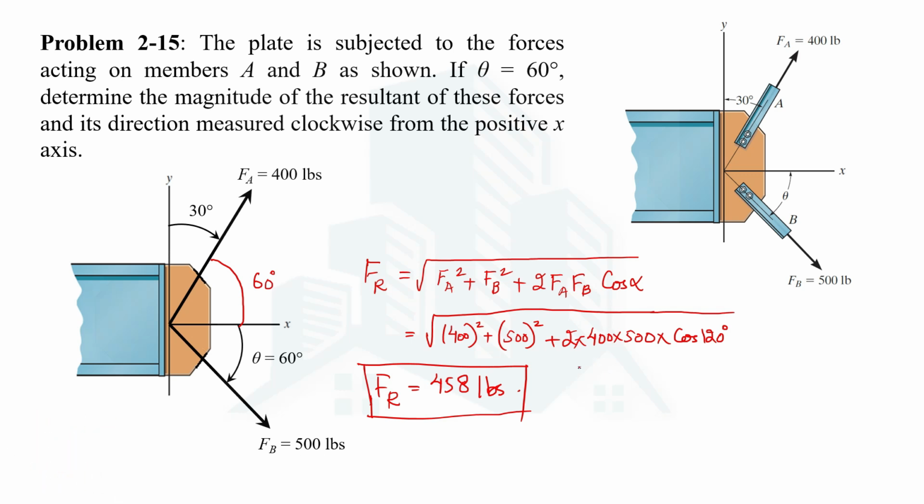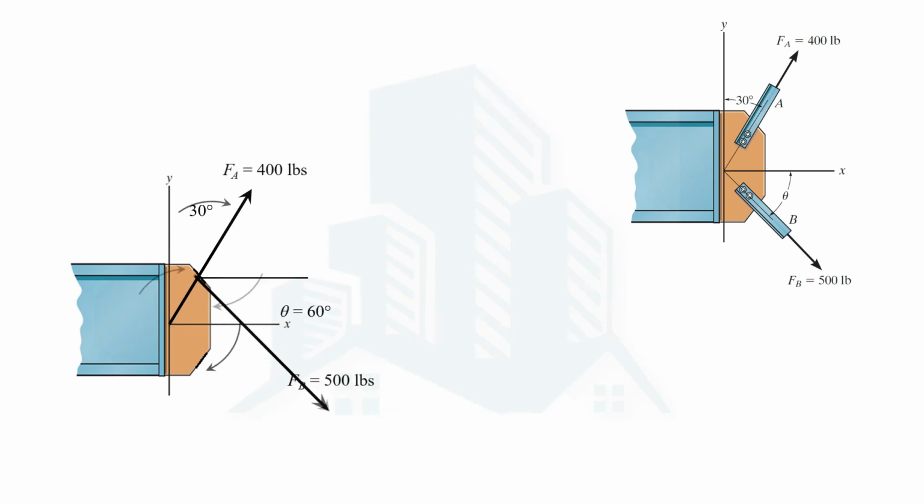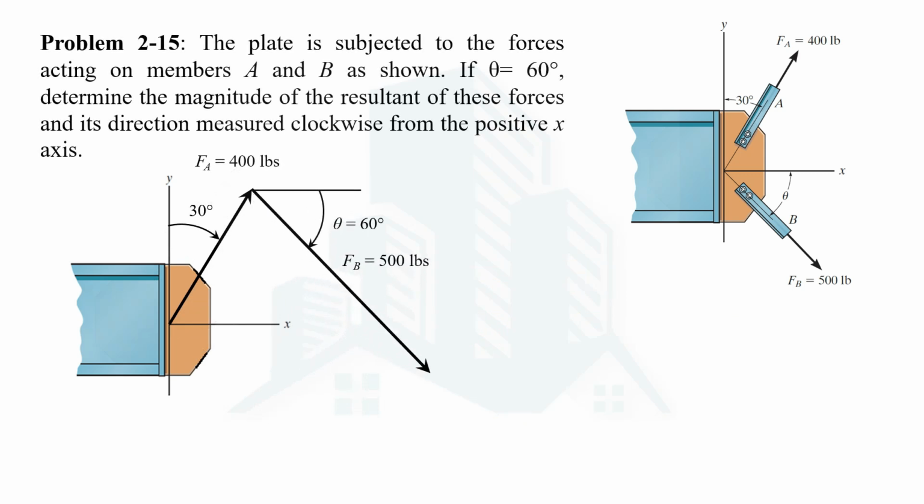The next thing is its direction. For the direction of the resultant force, we will be using the sine law. For that we have to put the tail of one force at the head of the other force. So we keep force A at the same point, and we displace force B by putting the tail of force B at the head of force A. By doing so, we are going to get this. I believe this makes sense to all of you.